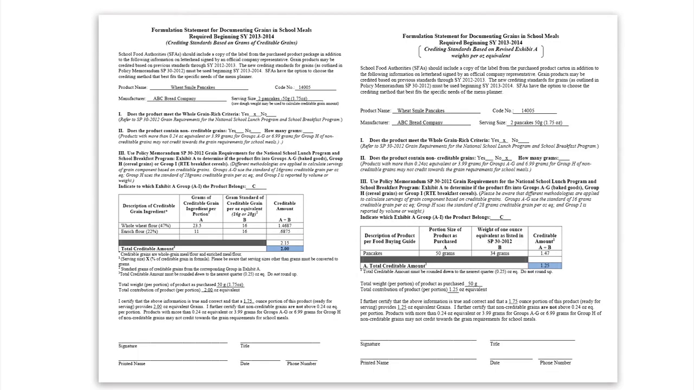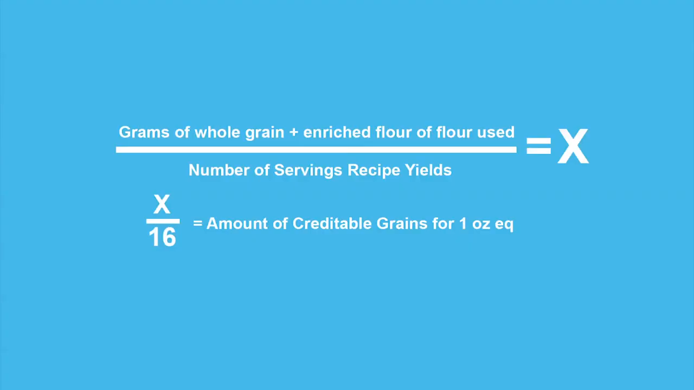You may also use the manufacturer's product formulation sheet or your recipe to calculate the weight of creditable grains according to the instructions we will now discuss. The grams of whole grain plus enriched flour will give you the total grams of grain used. This sum is then to be divided by the number of servings your recipe yields. This number should then be divided by 16 grams, since that is the amount of grain that must be in each ounce equivalent for the grain component.